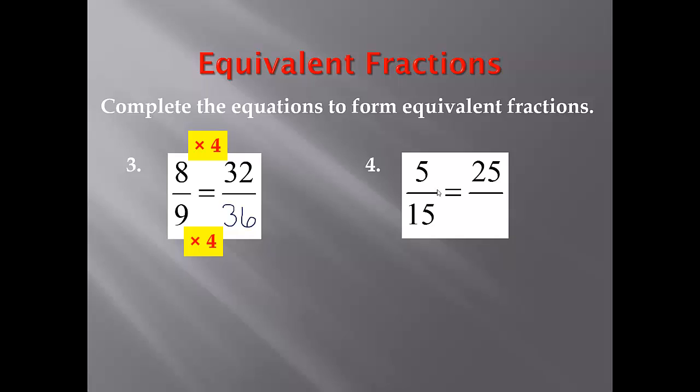And now for number 4, we have 5/15, and that is equal to 25 over something. So in the numerator we have 5 for the first fraction and 25 for the second fraction. To go from 5 to 25, we're going to multiply by 5. So we will do the same thing for the denominator. 15 times 5 is 75. So 5/15 is equal to 25/75.